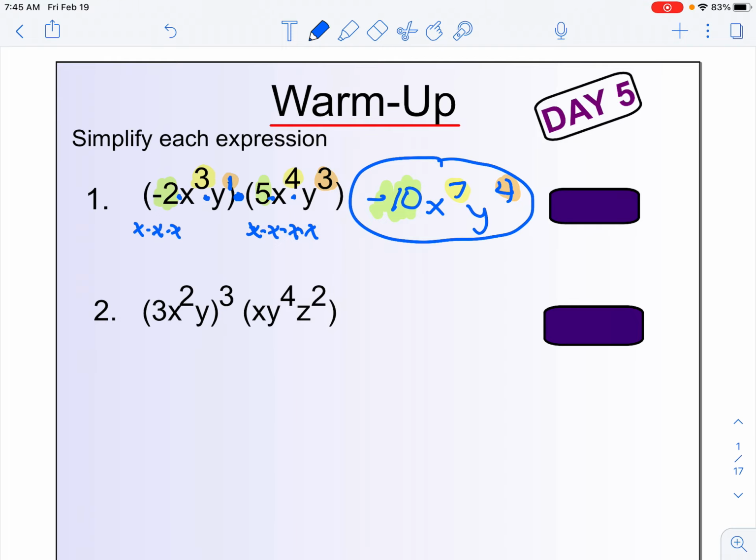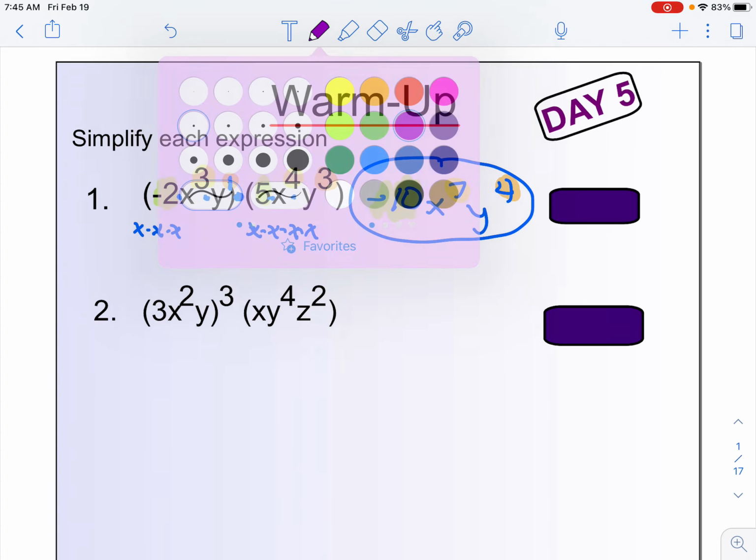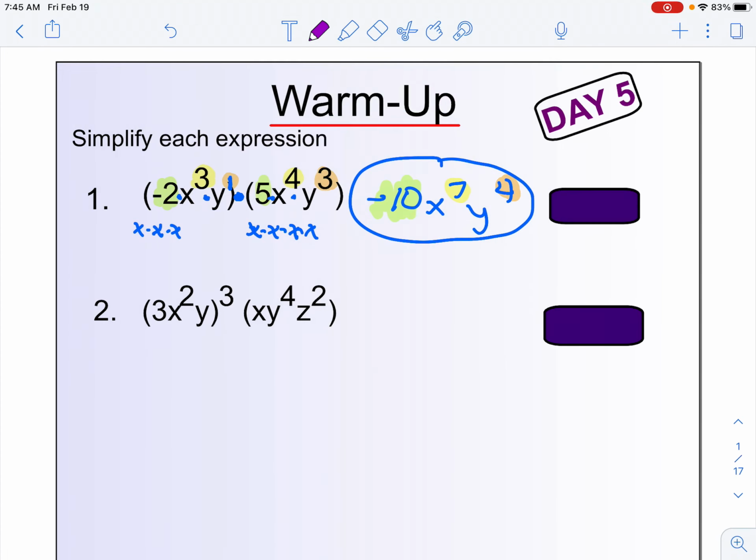But in the second example, we actually have power to a power. So when we work through this one, the first thing we have to remember is we are taking all of this inside the parenthesis and multiplying it with itself 3 times. So that means the y would be multiplied 3 times. The x to the second would be raised to the third power or multiplied 3 times. And so would the 3. So when we distribute that 3 exponent, that becomes 3 to the third power.